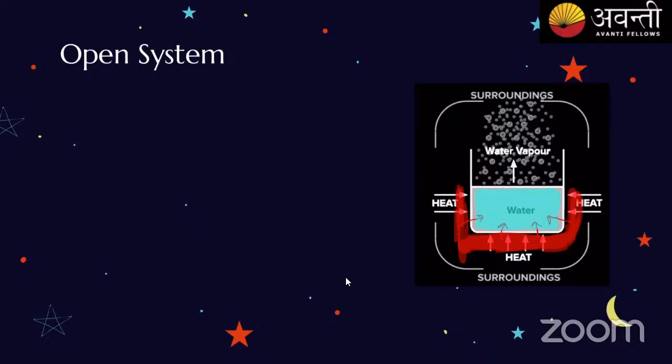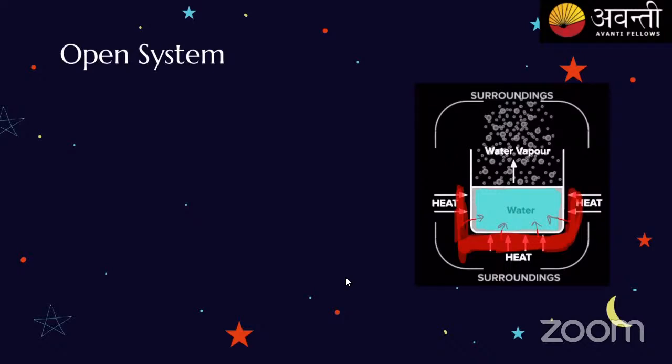Now, the gas doesn't stay there itself, right? So what happens? The water molecules, in the form of water vapor, will be escaping from the system into the surroundings. It will be dispersed into the surroundings. Now, first thing, energy transfer is happening. Second thing, matter is also being exchanged between system and surroundings.